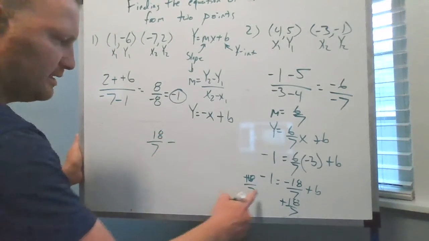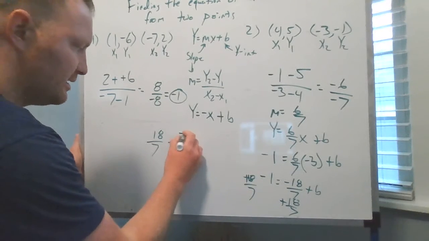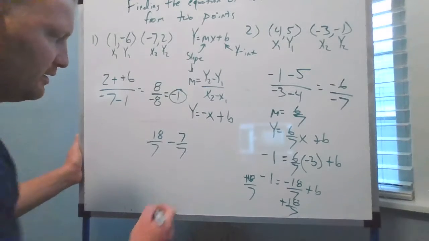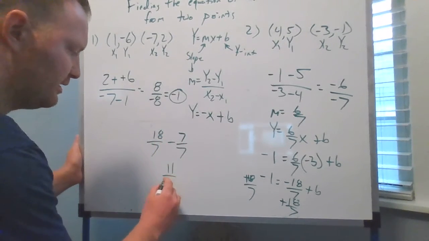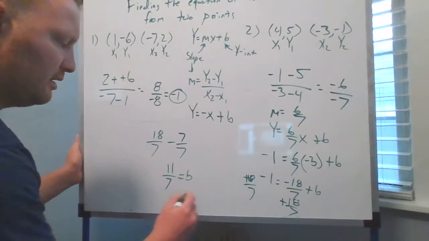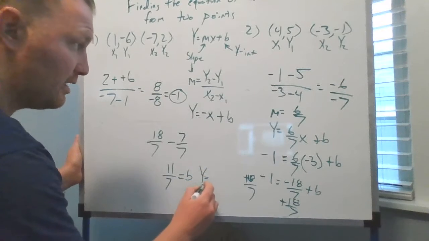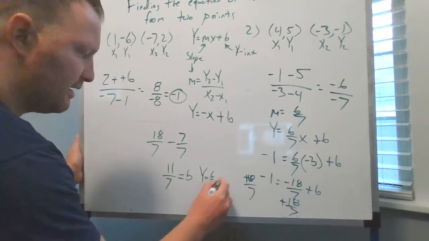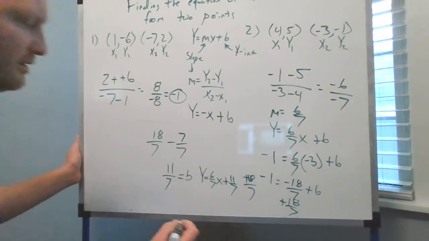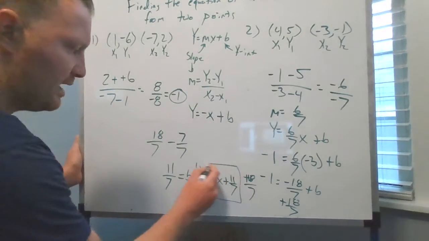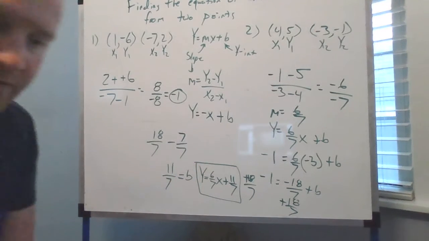18 sevenths minus, I've got to have this be the same denominator, so multiply top and bottom by 7. This is minus 7 sevenths. So when I do that, I'm going to get 18 minus 7, which is 11 sevenths equals b. So your equation for this guy over here is going to be y equals 6 sevenths x plus 11 sevenths. Process. Follow the process, trust the process. I'll see you guys in class today.